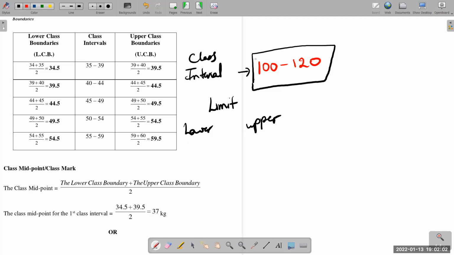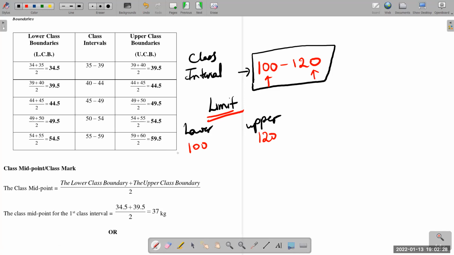You see, that's why I asked the question. I didn't say the lower boundary. You see what I was telling you earlier? So I'm glad we make these mistakes now so we can understand the difference. I'm asking for the limit. Remember, the limit is the beginning number and the ending number. And so the lower limit would be 100. The upper limit would be 120.